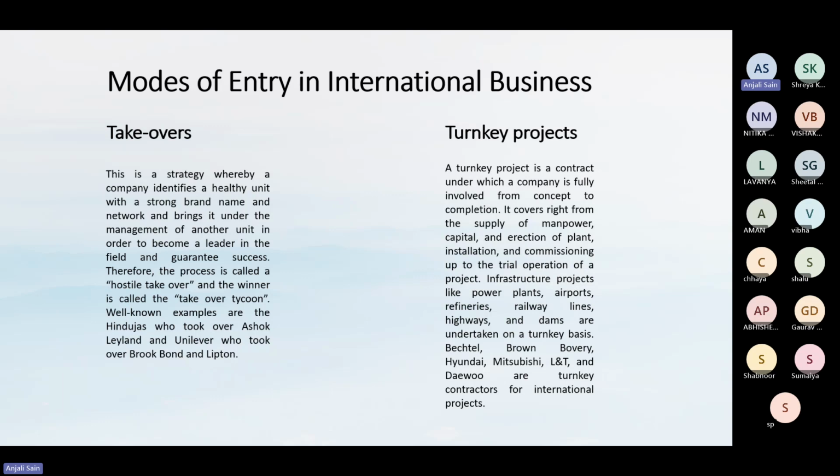Turnkey projects are popular in the infrastructure projects like power plants. अगर मेरे को सेटअप करना है, एयरपोर्ट सेटअप करना है, रिफाइनरी सेटअप करनी है, रेलवे लाइन सेटअप करनी है, हाईवेज या फिर डैम्स. ठीक है, इसमें एग्जाम्पल है मेरा Hyundai का, Mitsubishi का, L&T का. इस केस में क्या होता है, कंपनी या तो बिल्ड एंड ऑपरेट करती है, BOT. BOT का इसमें होता है कि they'll build, like in the case of highways, they build a highway, they operate it for some time, then they transfer it to the company which hired them.